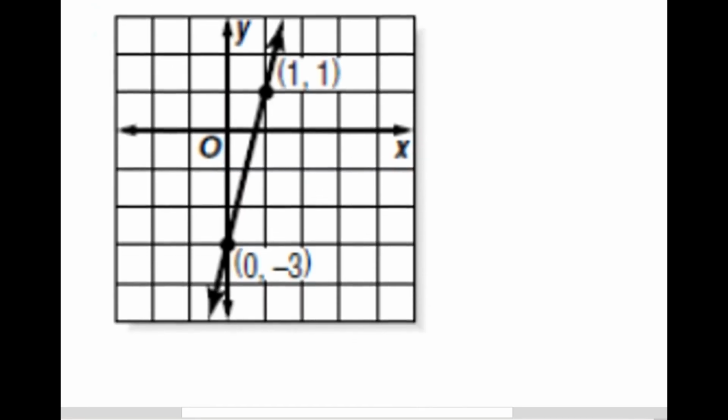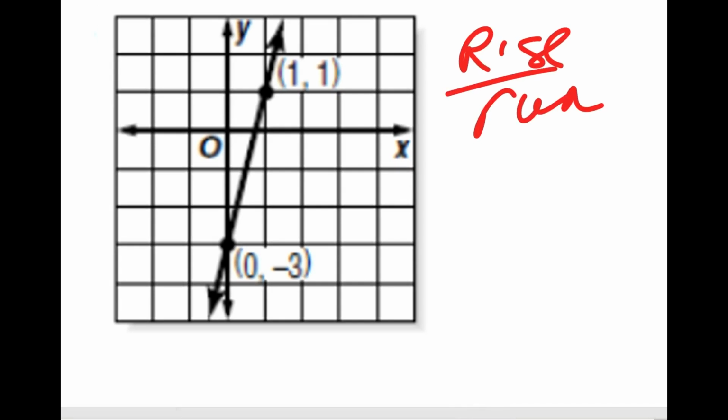Okay, so I need to find the slope. Slope is rise over run. So we're going 1, 2, 3, 4. 4 over 1. So the slope is 4.